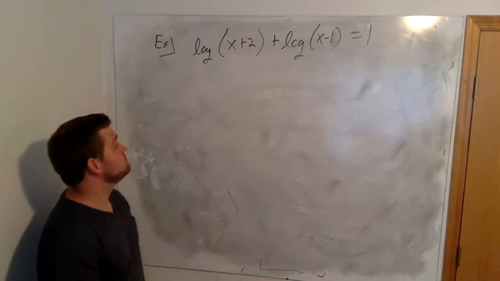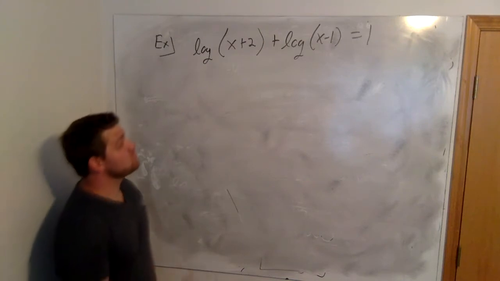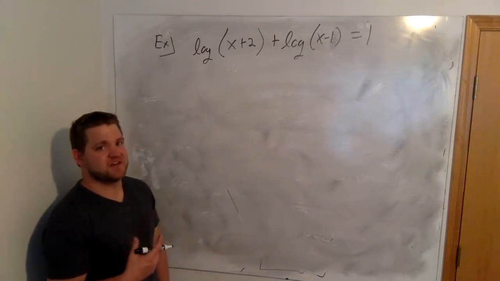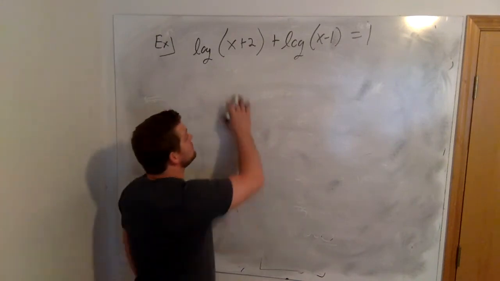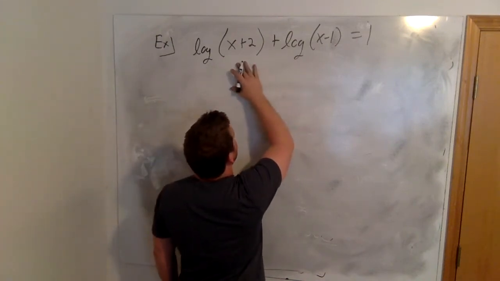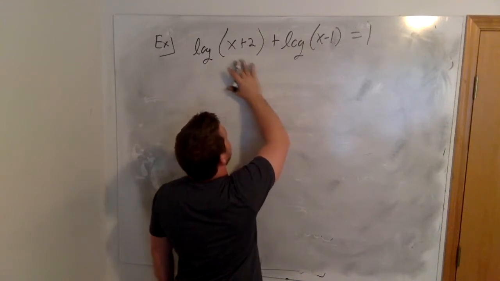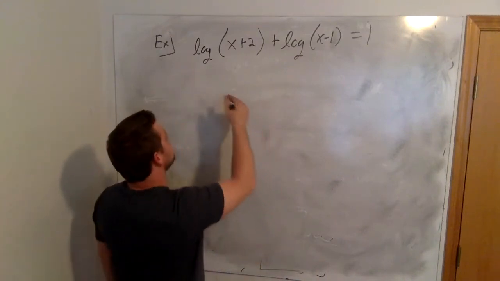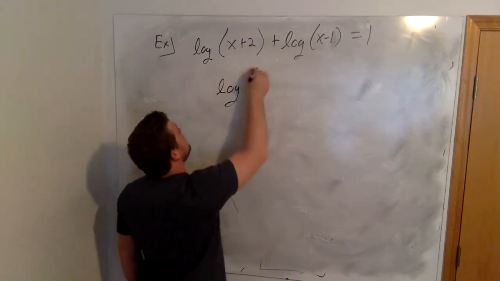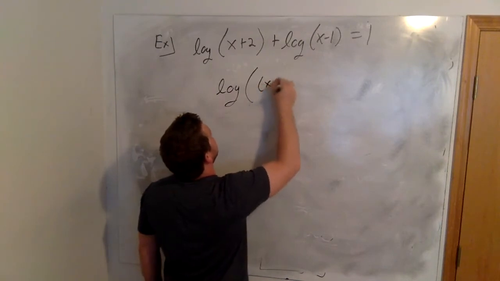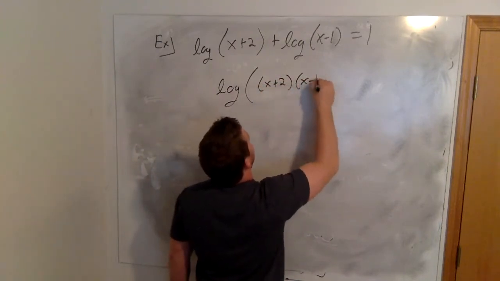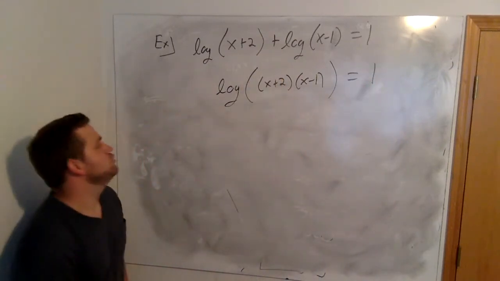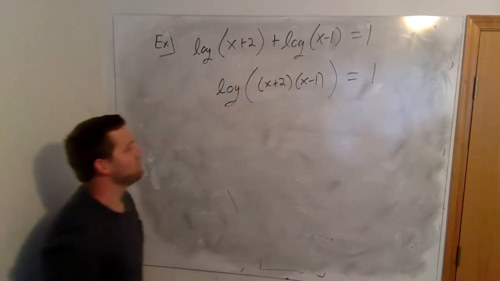Okay, let's do it. The first thing we need to do is have the logs isolated on one side, but we want just one logarithm on one side. So we need to combine these logs. We can use log rule 1, where when we add logs with common bases, we can multiply their arguments. So this is equivalent to log of x plus 2 times x minus 1 equal to 1. We just used log rule 1 to take 2 logs and make it just 1 log.